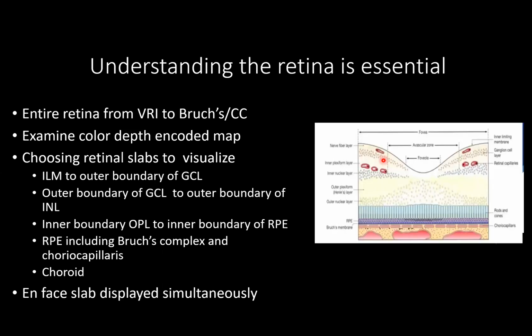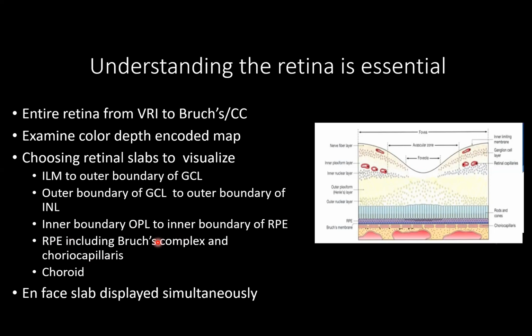When you're looking at OCTA images, it is crucial that you understand the retinal anatomy. And we sometimes have to go back to real basics to be able to decode the message that OCTA is giving us. We need to look at the entire retina. We need to examine how the color depth-coded maps give us information about flow and the vessels. And then we go from the inner limiting membrane all the way down to the choroid and look at the retina in all layers, including the RPE and the Bruch's complex.